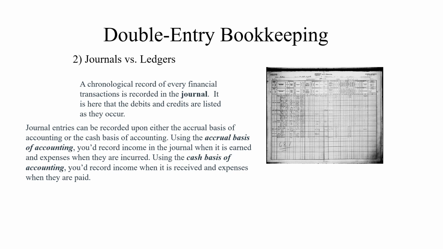Journal entries can be recorded upon either the accrual basis of accounting or the cash basis of accounting. Using the accrual basis of accounting, you'd record income in the journal when it is earned and expenses when they are incurred. Using the cash basis of accounting, you'd record income when it is received and expenses when they are paid.